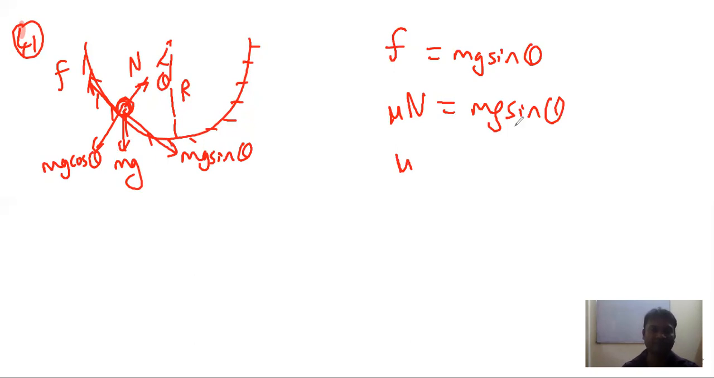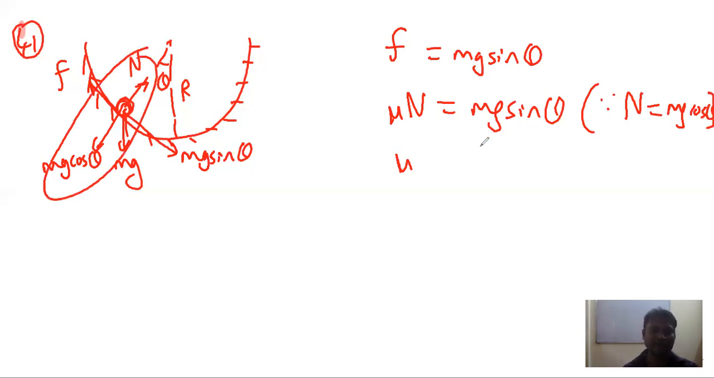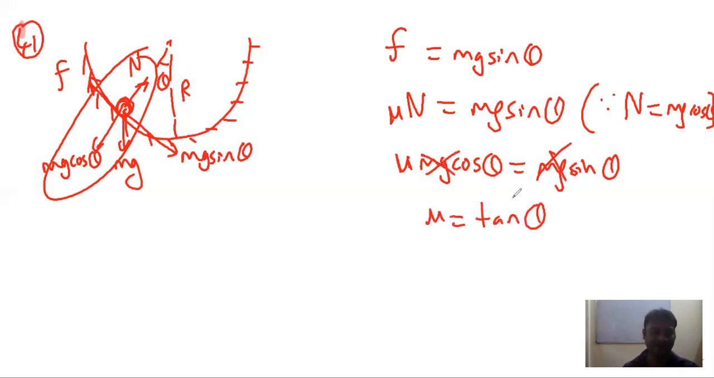And friction will act in the up-the-incline direction, or up the tangential direction. So friction in this case is mg sin theta, but friction is mu N, so mu N will be mg sin theta, but the value of N in this case is mg cos theta, because if I do force balance along this direction, N will be mg cos theta. So mu mg cos theta is mg sin theta. Mg cancels and we get mu is equal to tan theta.